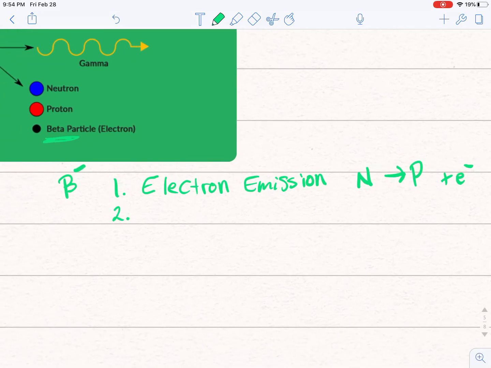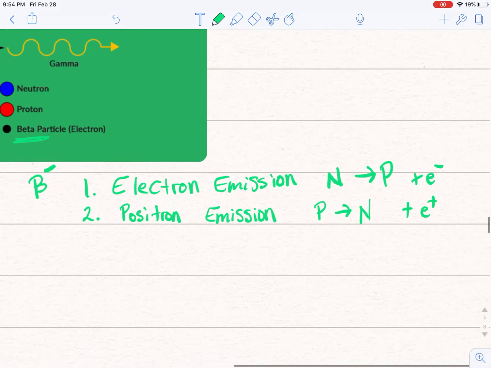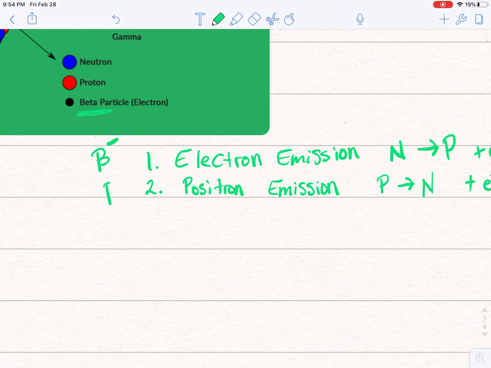The next form is called positron emission, and again, it is exactly what it sounds like. The only difference here is that this time you're emitting a positive particle, and so the nucleus is going to be slightly less positive or more negative. So a proton gets turned into a neutron, and then you can see here you have that positive particle. And again, both of these do have mass, but they're much smaller when compared to a neutron or a proton. And then the symbol for this is just beta plus.